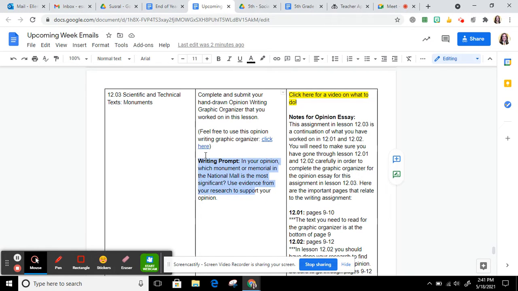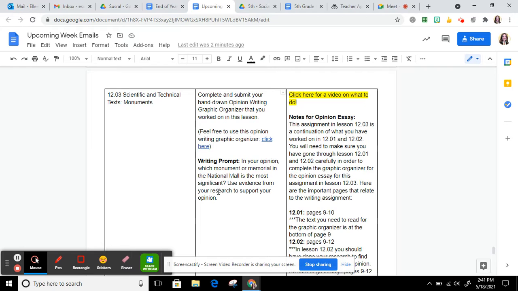In your opinion, which monument or memorial in the National Mall is the most significant? Use evidence from your research to support your opinion. You have been working on answering this prompt starting in lesson 1201. In 1201, you are working on reading the National Mall text and then starting to form your opinion of which monument or memorial you think is the most significant or important.